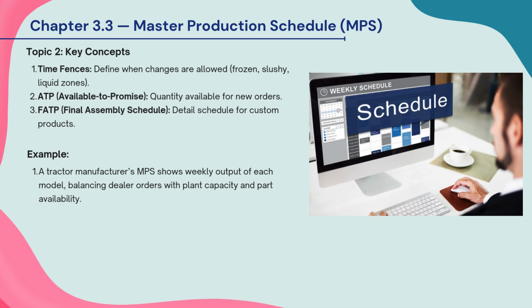This slide explains three important concepts within the Master Production Schedule. Time fences define how flexible the schedule is. Frozen zone equals no changes allowed. Slushy zone equals limited changes. Liquid zone equals changes allowed freely. ATP, available to promise, shows how much inventory or capacity is available to accept new customer orders. FAS, Final Assembly Schedule, is used for custom or configurable products. It gives a detailed schedule of final assembly. Example: a tractor manufacturer uses MPS to plan weekly production for each model while balancing dealer demand with plant capacity and part availability.